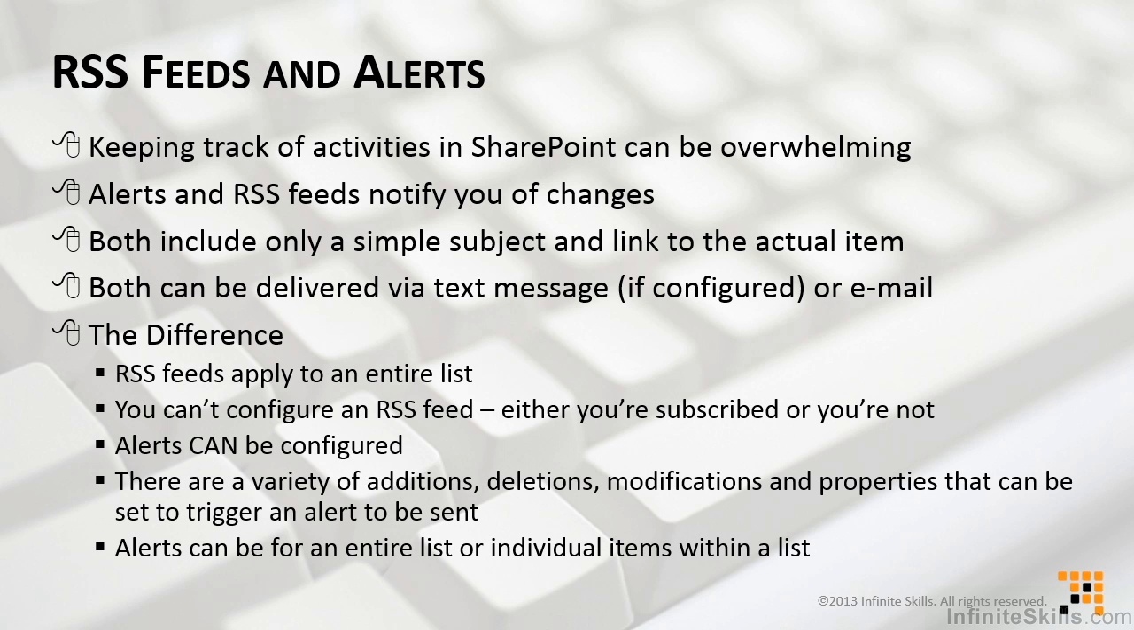Alerts, on the other hand, can be configured. We have all kinds of choices that we can make with those. For alerts, there are a variety of additions, deletions, modifications, and properties that can be set to trigger an alert. With an RSS feed, it's just a change that triggers it in general. In addition, alerts can be set for an entire list or library, or just for an individual item that you're interested in, and not the entire list or library. We'll see what all of these different options are when we actually create an alert in another video.